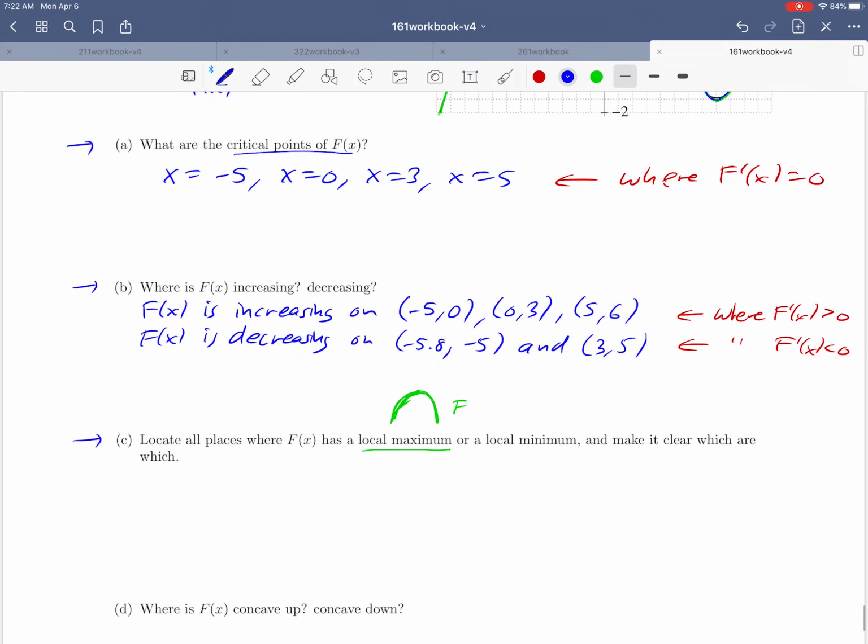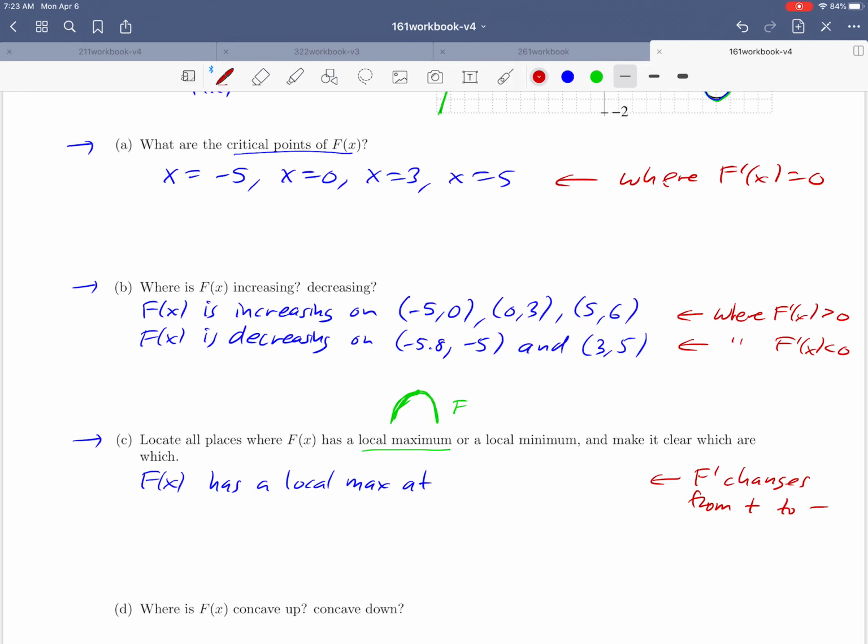All right, so let's scroll down here a little bit. So capital F has a local maximum at, okay, and the key observation that we made above is that a local maximum occurs where the derivative changes from positive to negative.